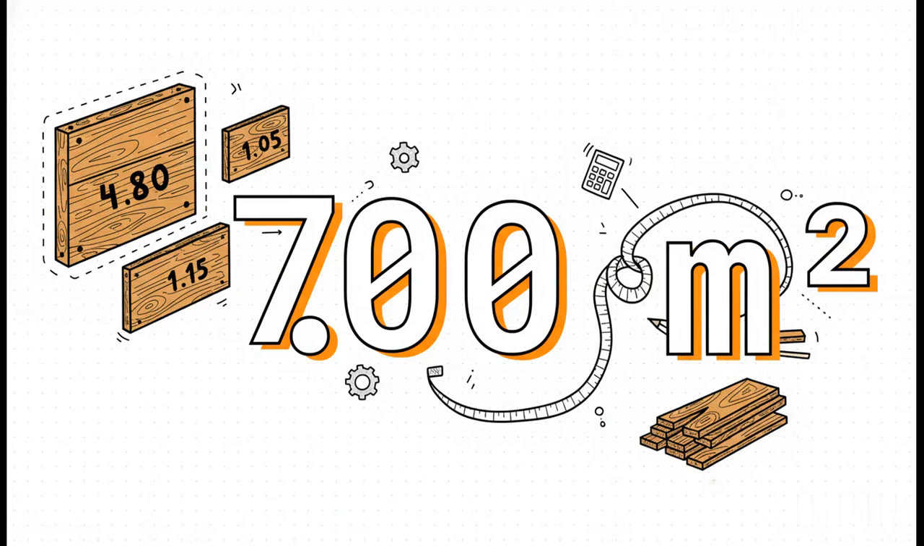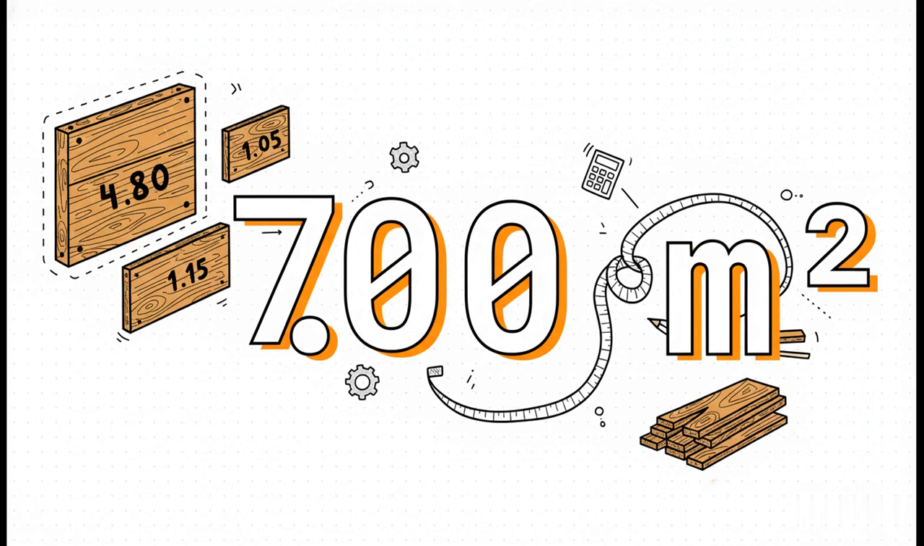And now for the grand total. We just need to add up the area of all our faces, the front, the back, and both sides. That's 1.05 plus 1.15 plus 4.80. And the final answer is exactly 7 square meters of wood.